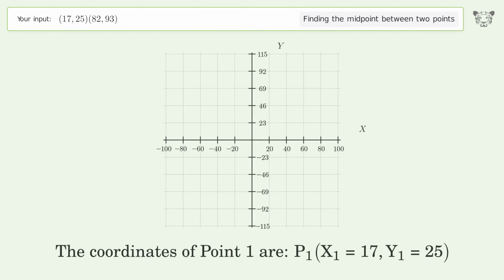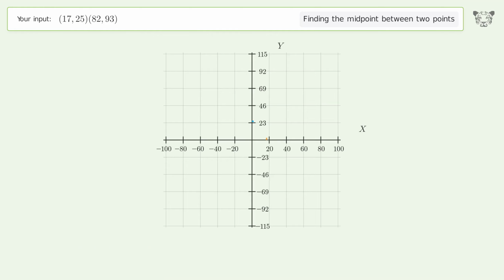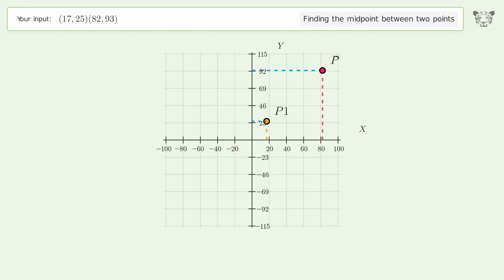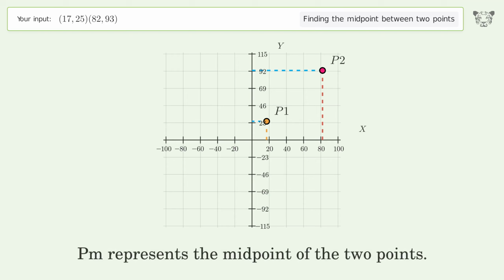The coordinates of point 1 are x1 equals 17, y1 equals 25. The coordinates of point 2 are x2 equals 82, y2 equals 93. PM represents the midpoint of the 2 points.